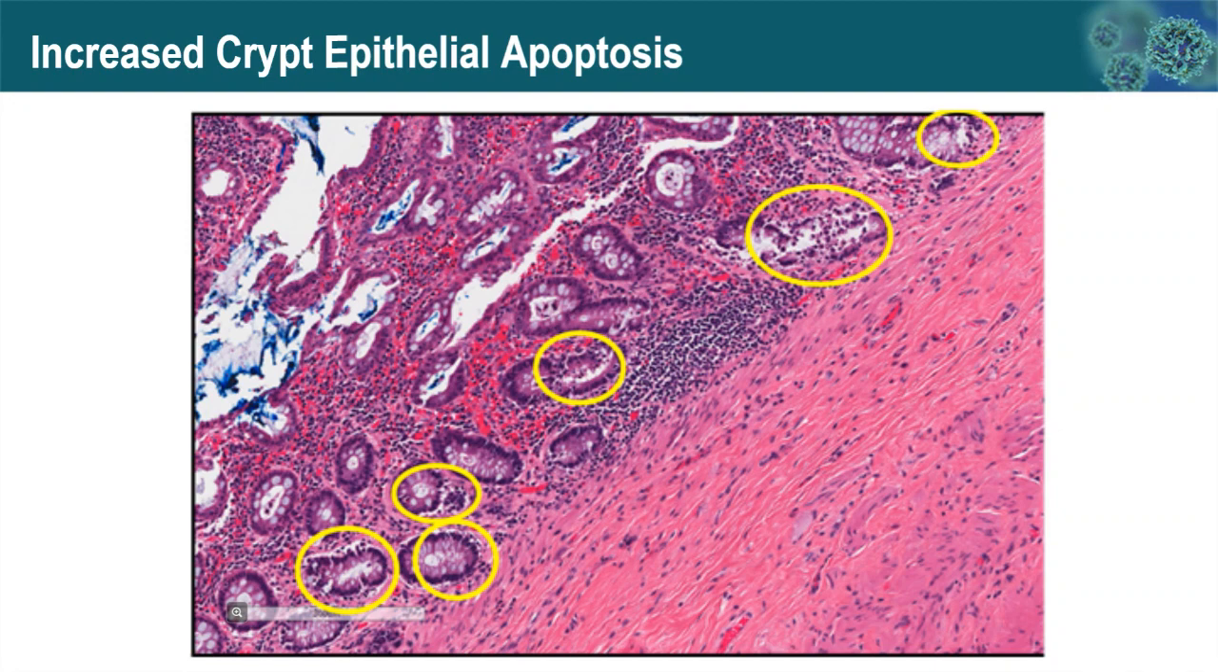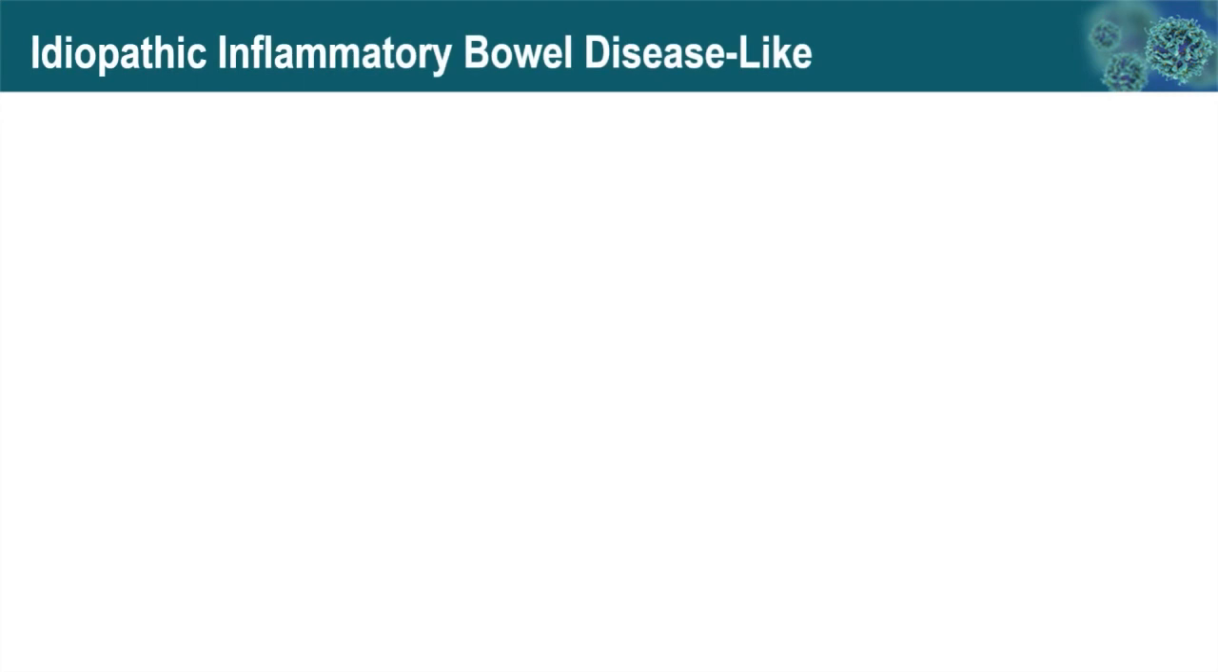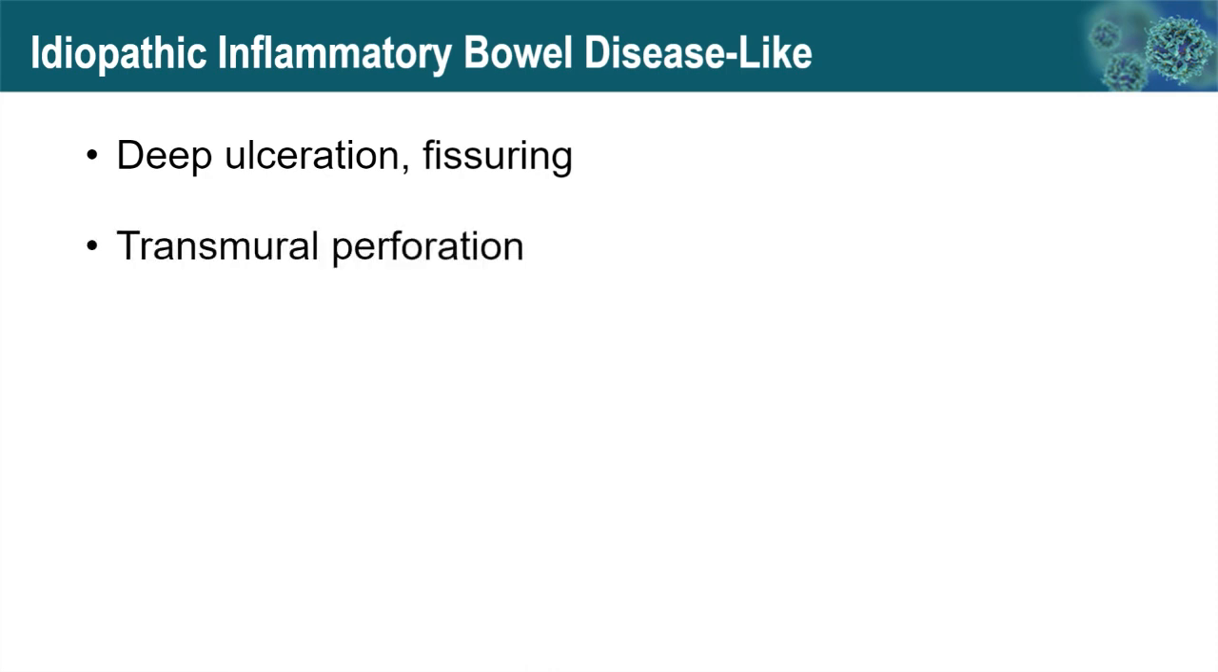Now, increased crypt epithelial apoptoses are a routine feature of IBD in the colonic mucosa. However, the crypt epithelial apoptoses that can be seen with the immune checkpoint inhibitor pattern of injury may be far greater than what is seen in ulcerative colitis or Crohn's disease. Additional patterns of injury on a gross appearance include deep ulceration and fissuring of the colonic mucosa and submucosa. Transmural perforations have been reported as well, especially with combination therapies.